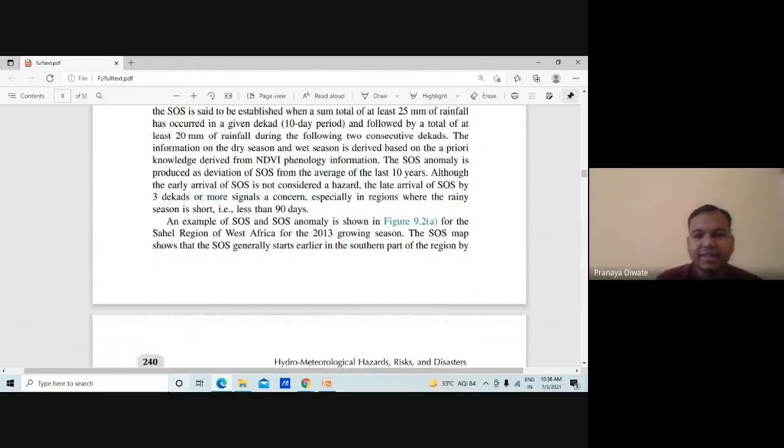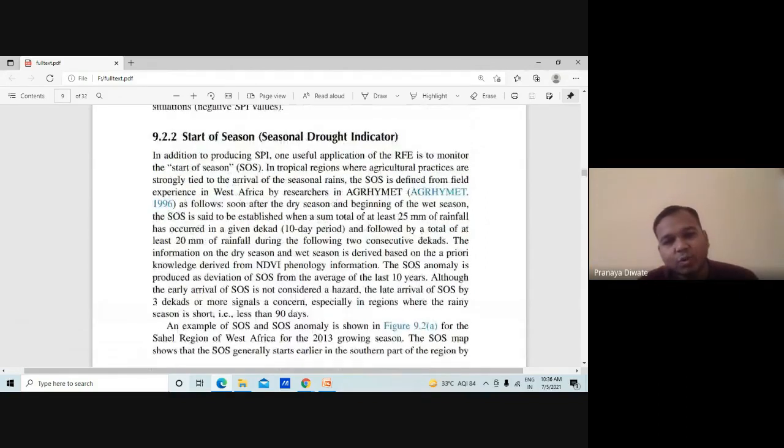Then you have the next index, that is the start of season index. In addition to producing SPI, one useful application is to monitor the start of the season. In tropical regions, where agricultural practices are strongly tied to the arrival of the seasonal rains, the start of season is when rainfall has occurred in a given decade, followed by a total of at least 20 mm of rainfall during the following two consecutive decades. This gives the information on the start of season.